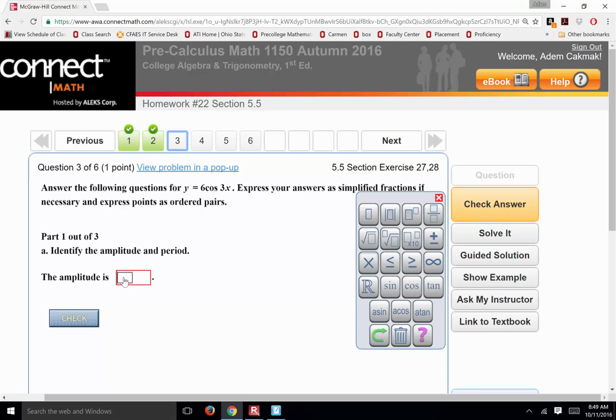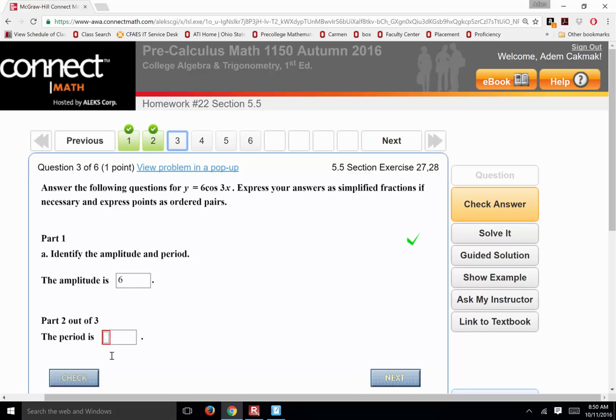What is the new amplitude? Amplitude is the scale. You go from bottom, ground level, to the maximum. What is that new one? It's 6. It used to be 1, but we multiplied it by 6. It's 6. What is the new period?